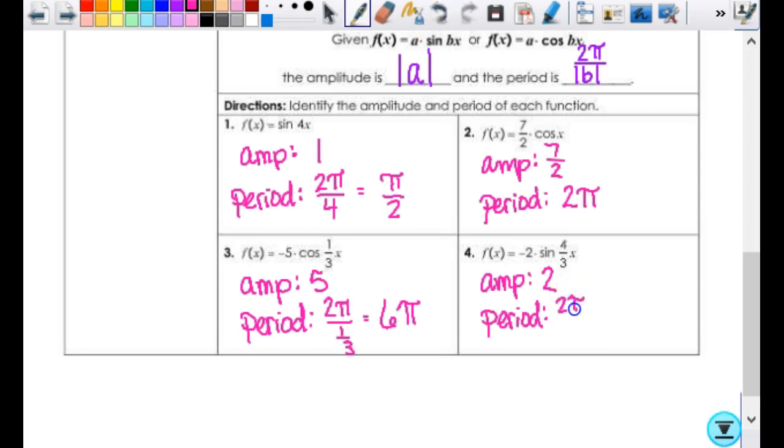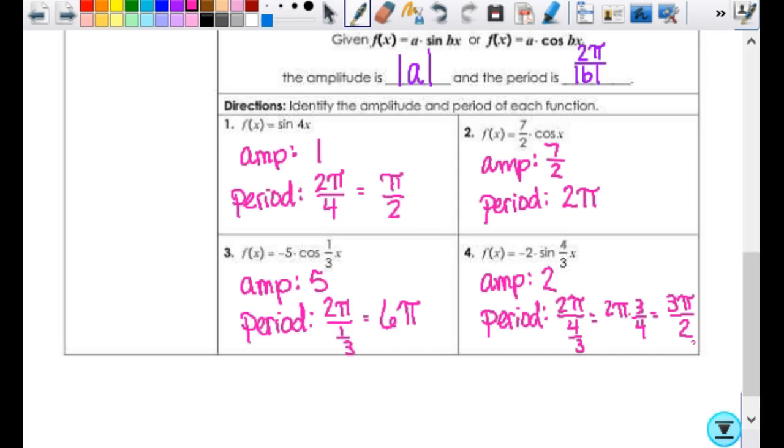So 2 pi divided by 4/3, which means we multiply by the reciprocal, right? So 2 pi times 3/4, which is going to give me 3 pi over 2. The period is 3 pi over 2. Those are things we have to be able to identify. If we can identify those and we understand the parent function, then we're good.